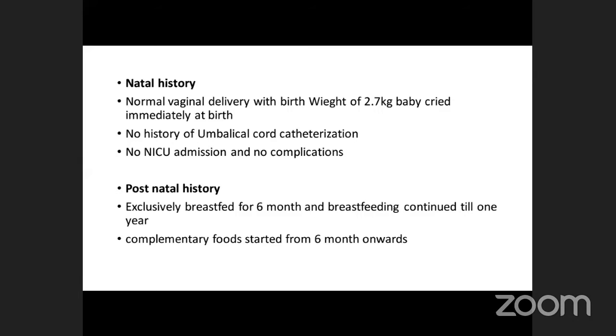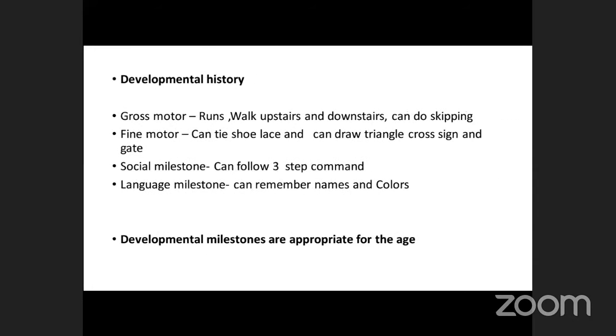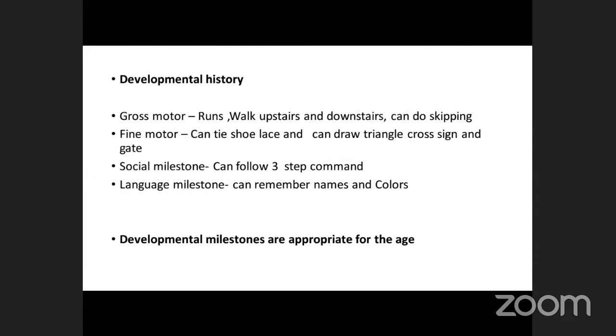The baby was exclusively breastfed for 6 months, and breastfeeding continued for 1 year. The complementary food was started from 6 months onwards. Okay, very good. Coming to the developmental history, gross motor: the child can now run, walk upstairs and downstairs, and skip. Fine motor: he can tie the shoelace and draw a triangle, a cross, and even a gate. Social milestone: he can follow a 3-step command. Language milestone: he can remember names and colors. Developmental milestones are appropriate for the age.